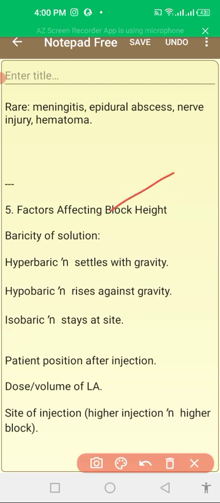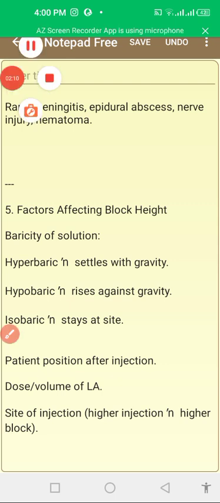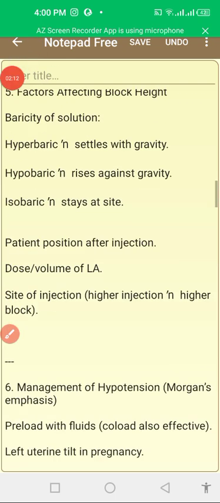Factors that affect block height are the baricity of the solution. There are three types of solution: hyperbaric, hypobaric and isobaric. The position of the patient and the site of the injection, all these things affect the spinal block.